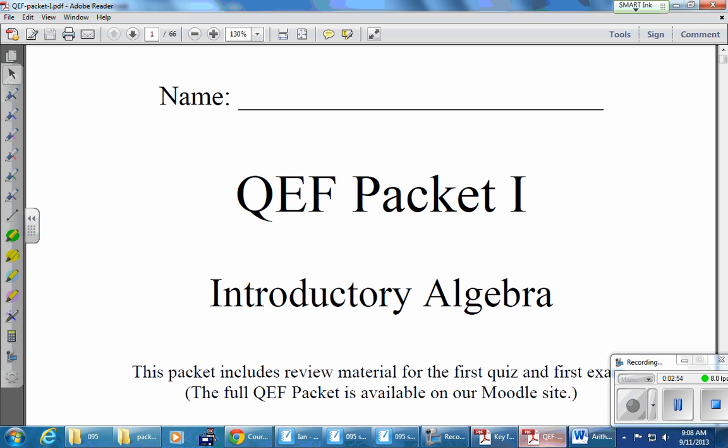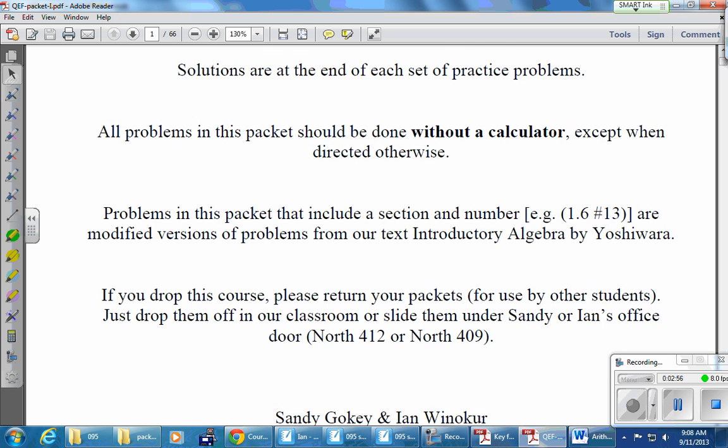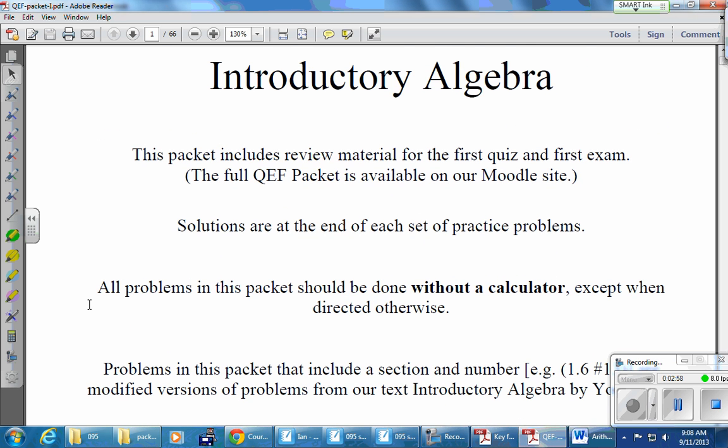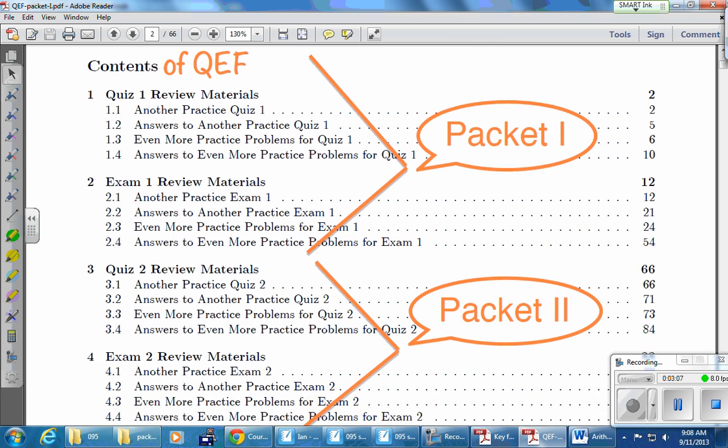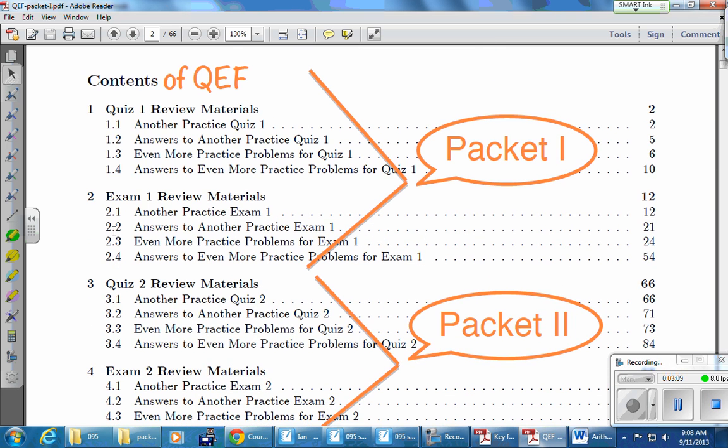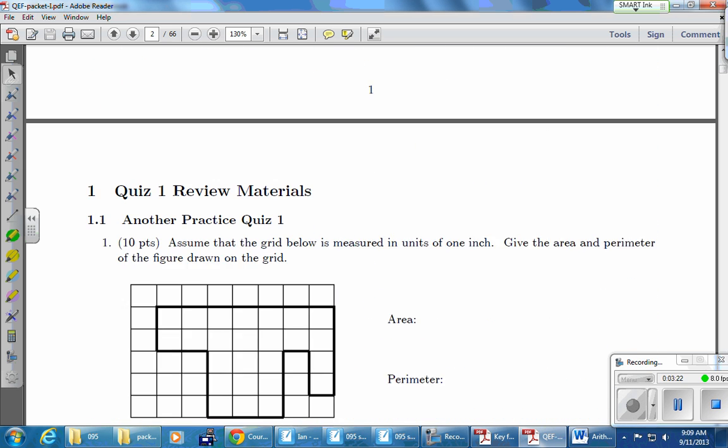But in the meantime, QEF packet 1 is right here, and it says that the packet includes review material for the first quiz and the first exam. There are 2 other yellow packets just like this I will give you later on this semester. And there's a table of contents, and it says that the quiz 1 review materials are here on pages 2 through 10. And then you've got exam 1 review materials also in this packet, but then the stuff for quiz 2 is not in this packet, all right? So those page numbers won't make sense to us at this moment.